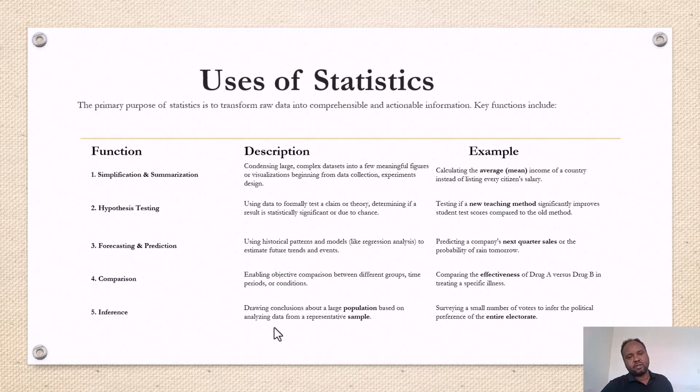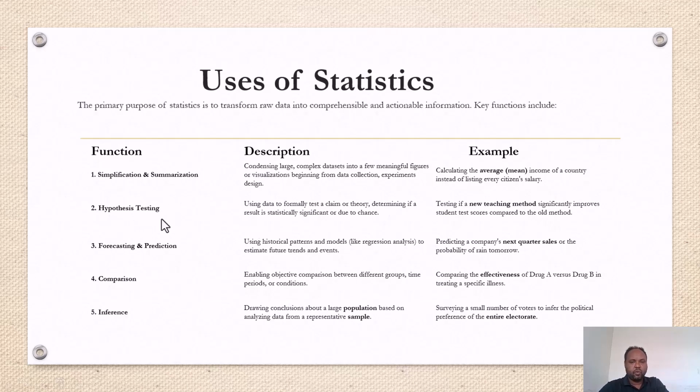Now let us proceed to the uses of statistics. The primary purpose of statistics is to transform raw data into comprehensible and actionable information. Key functions include simplification and summarization of data, hypothesis testing and inference, forecasting and prediction, and comparison. Simplification and summarization is condensing large and complex data sets into a few meaningful figures or visualizations. For example, calculating the average or mean income of a country instead of listing every citizen's salary. We can talk with averages rather than individual data points. This is possible through statistics.